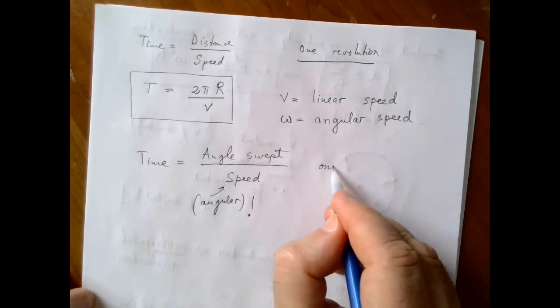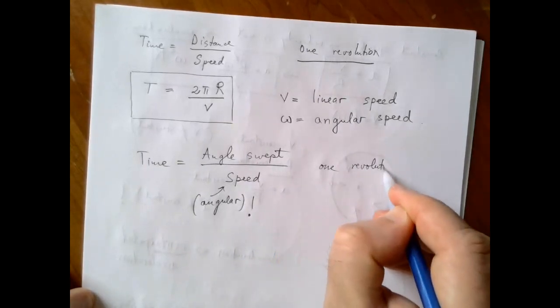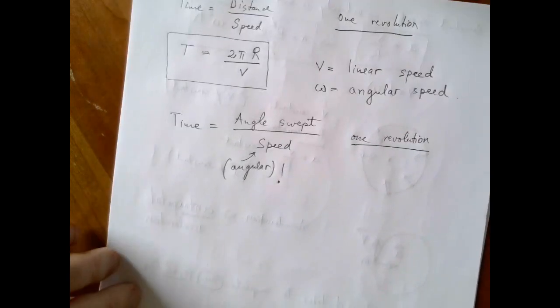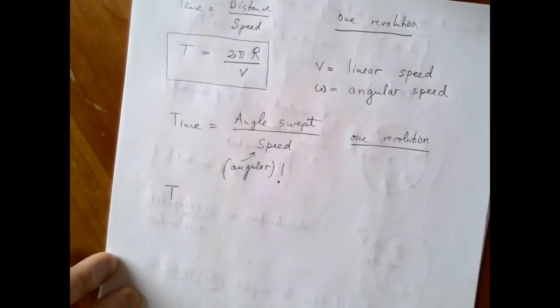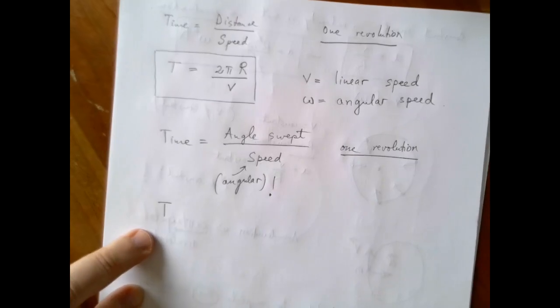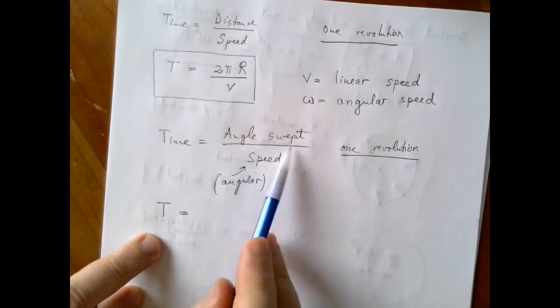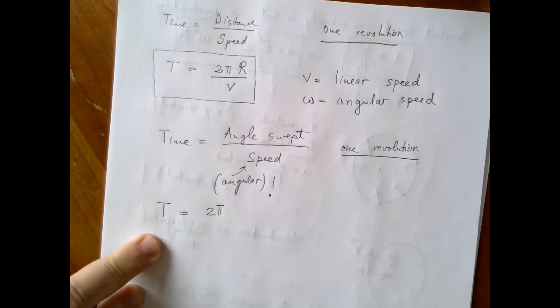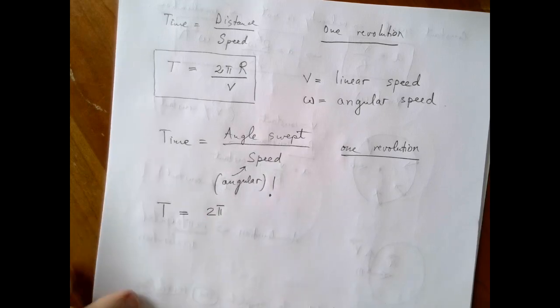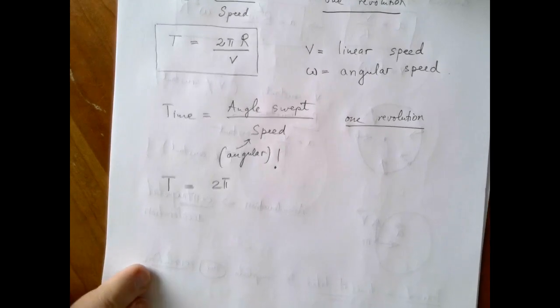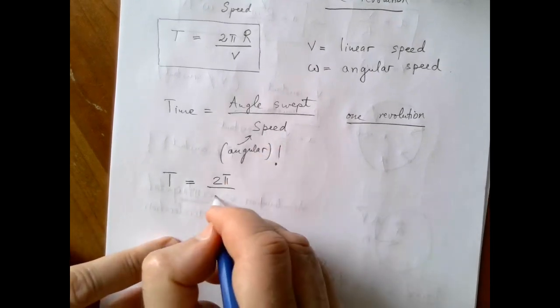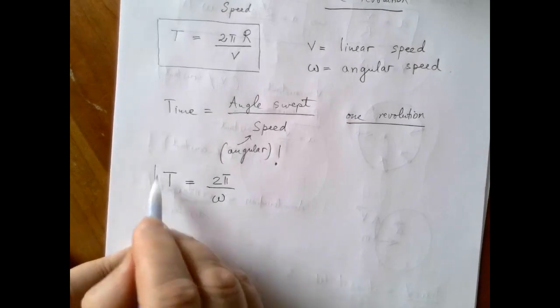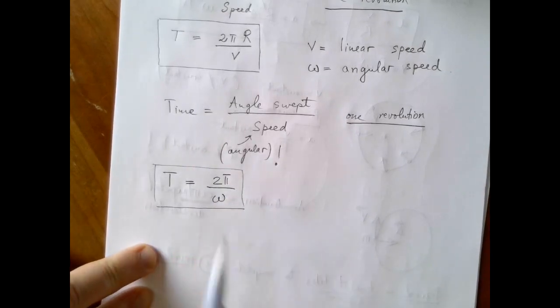So again, if we look at this expression just for one revolution, the time again will be big T, the period. The angle swept will be 2 pi. It's 360 degrees, but we don't work in degrees. While the speed will be the angular speed. So we have another expression for the period, this time in terms of angular speed.